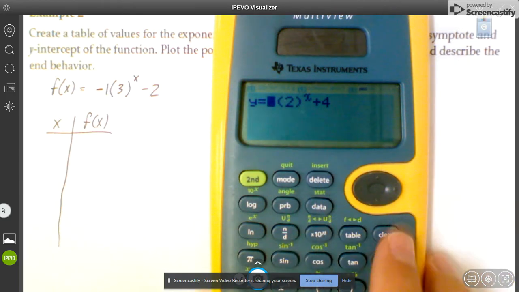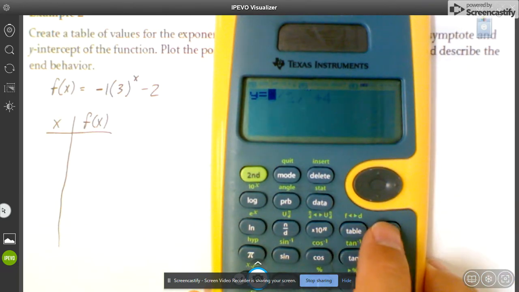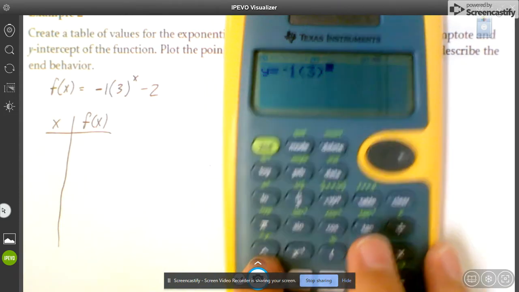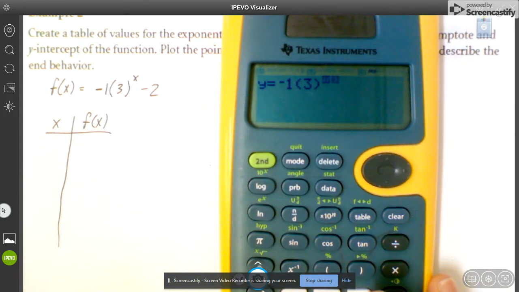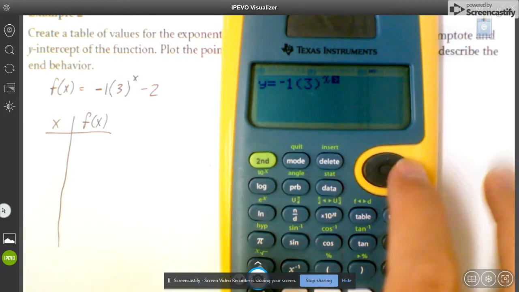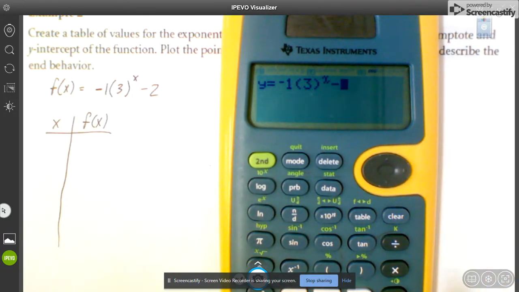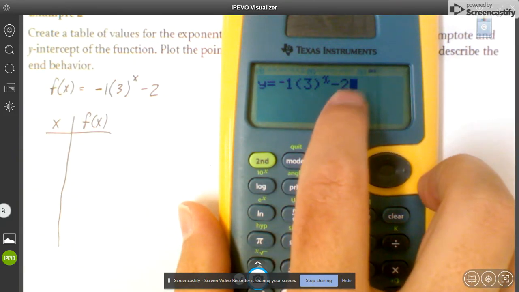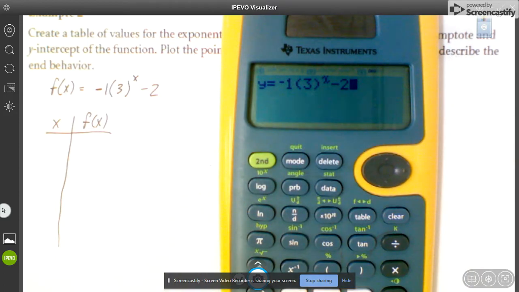So if you've already got something there, you want to get rid of it. Once you hit the table key, you hit clear. So we're going to do -1 parentheses 3, and then exponent, which is that little caret looking key, the little up arrow looking key, and then the x, we talked about how to hit that in the last video. Come down and hit your -2. One thing we talked about last time was that our asymptote was kind of that number that was added or subtracted onto the end. So I'm guessing that maybe my asymptote is going to be -2. Let's see if that happens when I get in here and look at the table of values.